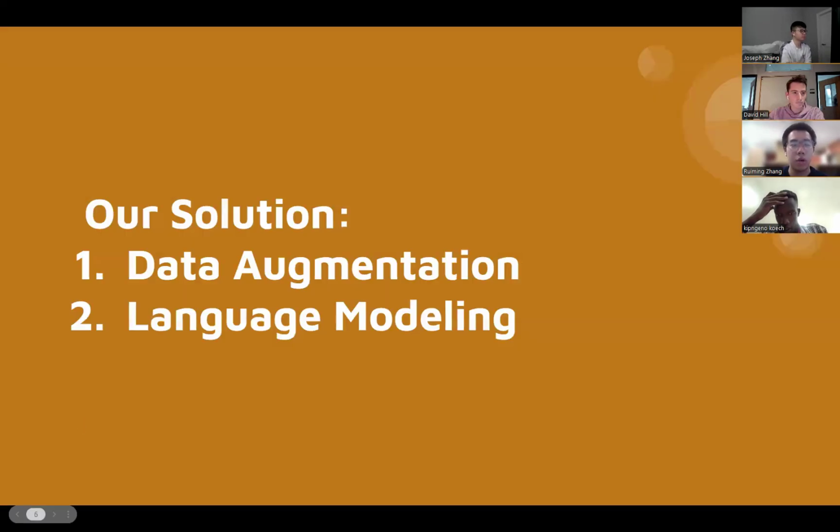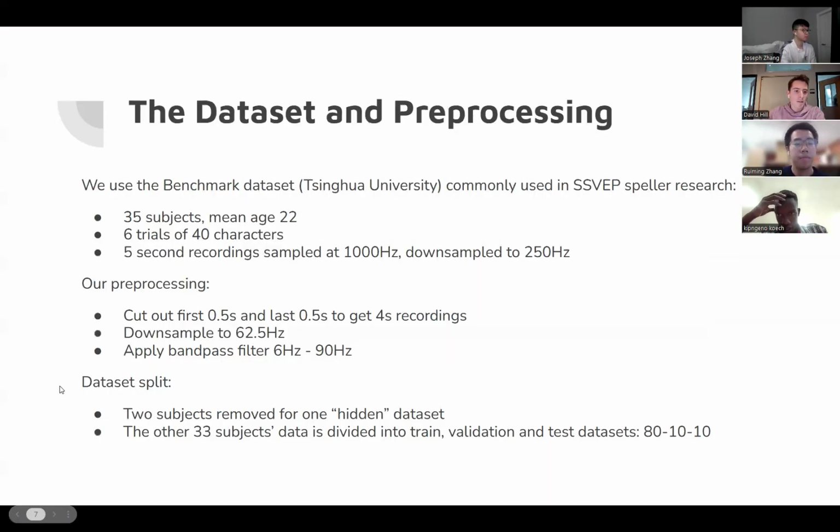Using EEGNet as our baseline model, we have proposed two methods: data augmentation and language modeling. The dataset we use is a publicly available SSVEP dataset that we refer to as the benchmark dataset. We pre-process the whole dataset, then divide it into 4 sets: training, validation, and 2 test datasets.